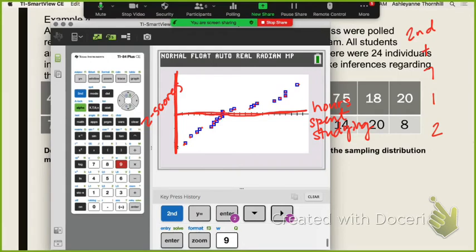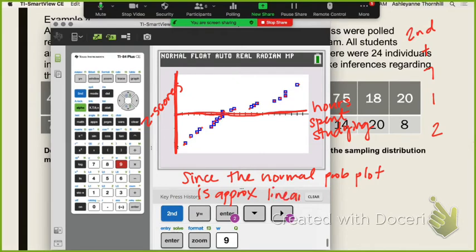So on this graph, I would say since the normal probability plot is approximately, see, I'm using the word approximately so I can get away with it, approximately linear.